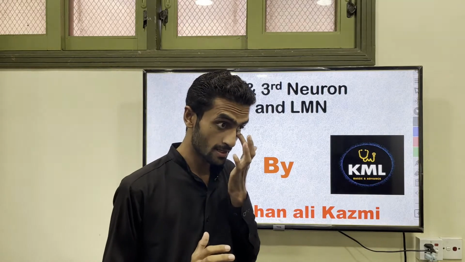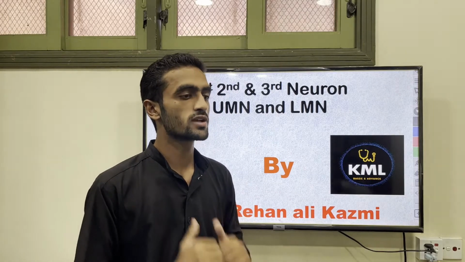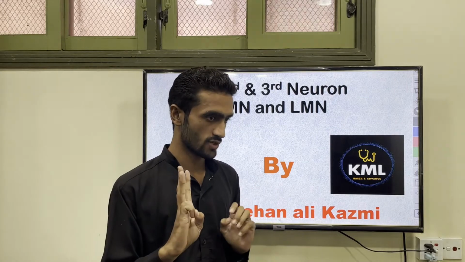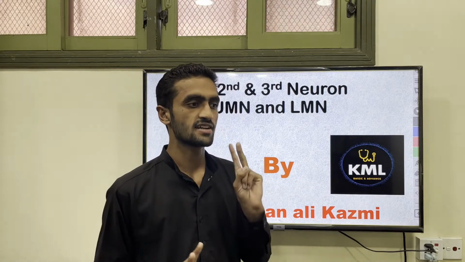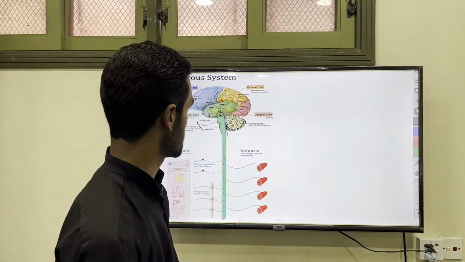One is regarding the ascending pathways, one is regarding the descending pathways. Ascending means what? Something going upward, sensory pathways. And descending means the motor pathway. In the sensory pathway we use 3 neurons, while in descending we only use 2 neurons. So we have to look at the arrangement.